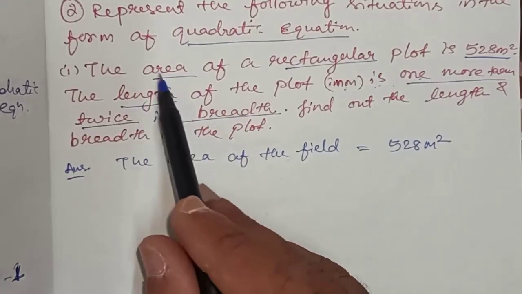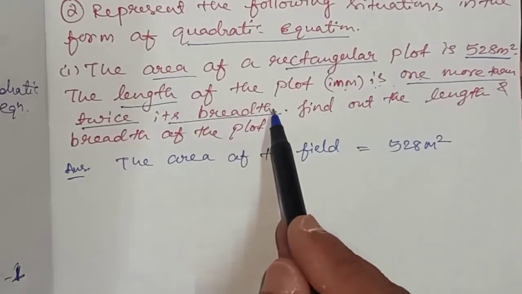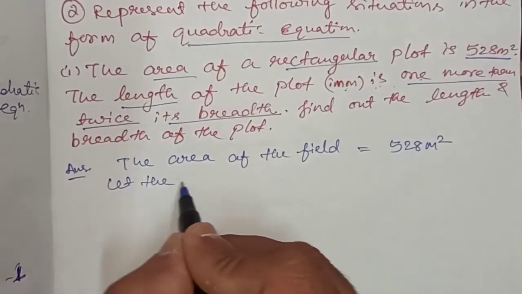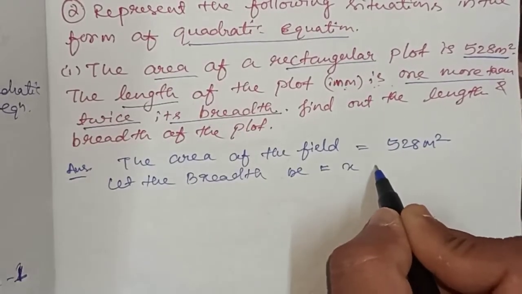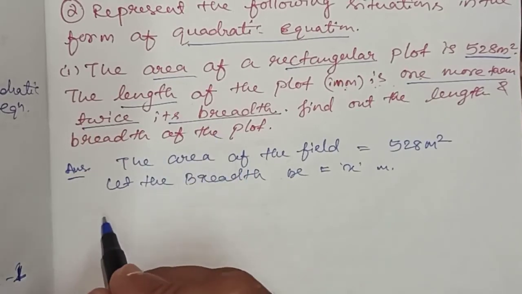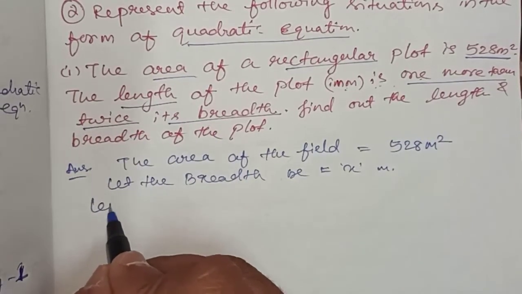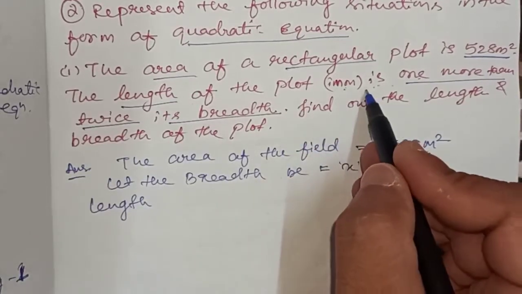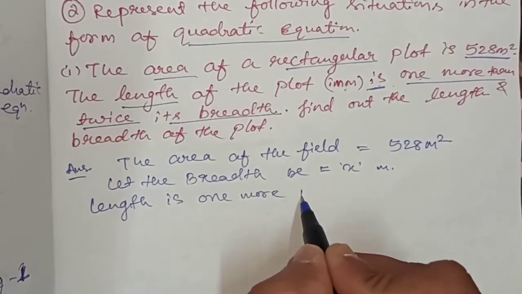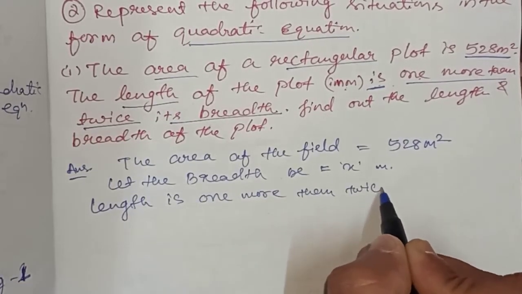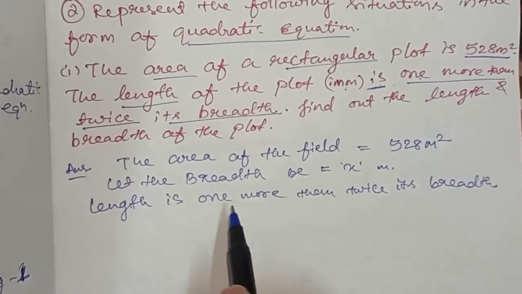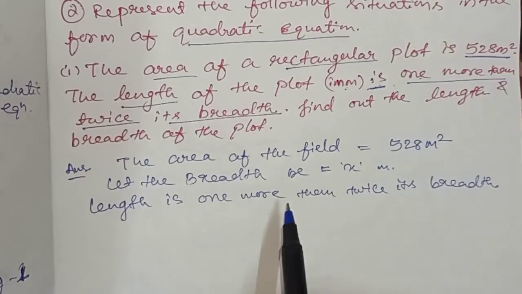Now it is given length is one more than twice its breadth. That means length is related with the breadth. So this comes second, this comes first. So we will take, let the breadth be x meter. We have to find out length. In the question it is given length is one more than twice its breadth. Okay, this is given in the question. We have to represent this in the form of equation.